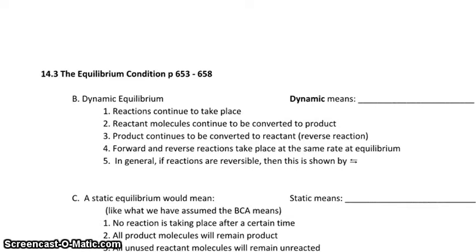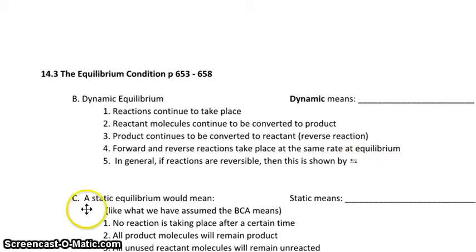Dynamic equilibrium is where reactions continue to take place. The reactant molecules continue to be converted to products. Once again, I would write down right here, this is your forward reaction, where reactants make products, and the products continue to be converted to reactants. This is your reverse reaction. Forward and reverse reactions take place at the same rate at equilibrium. And how do you know if a reaction is at equilibrium or reversible? You see the double arrows.